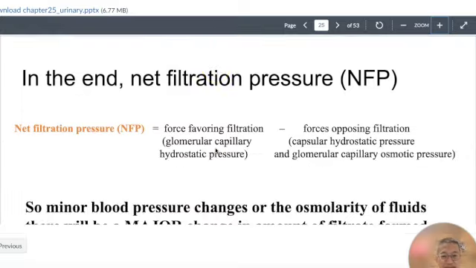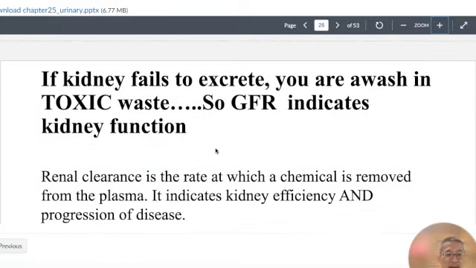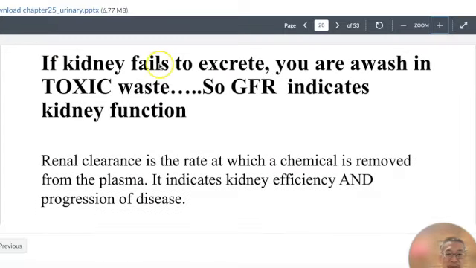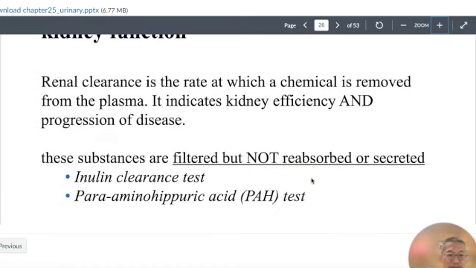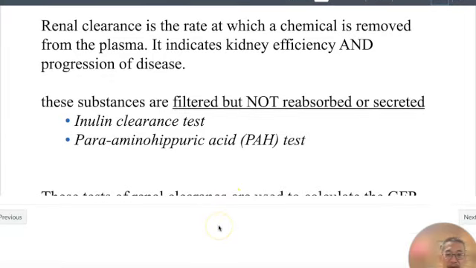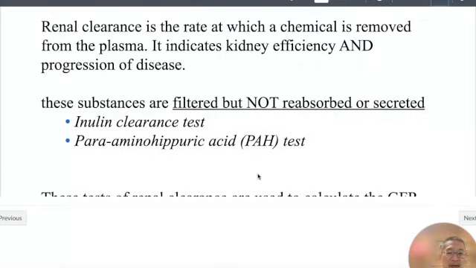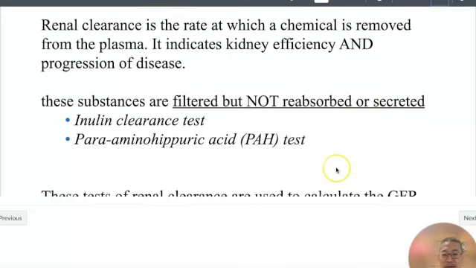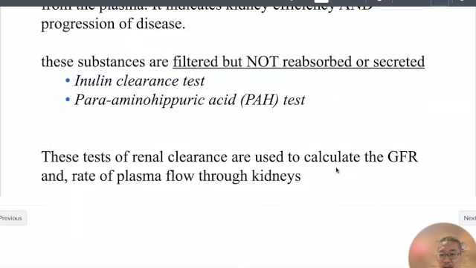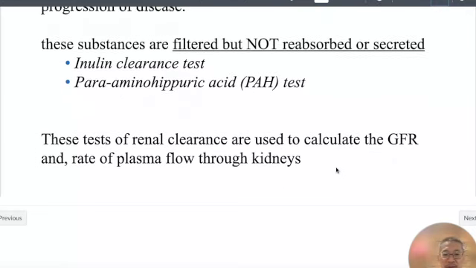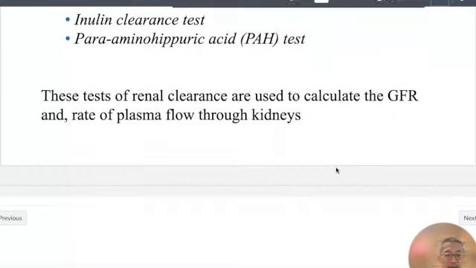Then again, if the kidneys fail to excrete toxic waste, there are a couple of things people do to test your filtration rate. Two of these tests are plant-based, and they are filtered and not reabsorbed. So you can measure the end result and see what's going on and how much is filtered through.